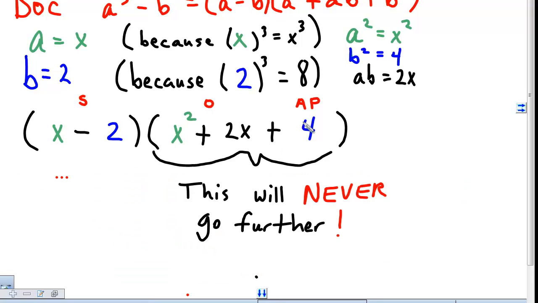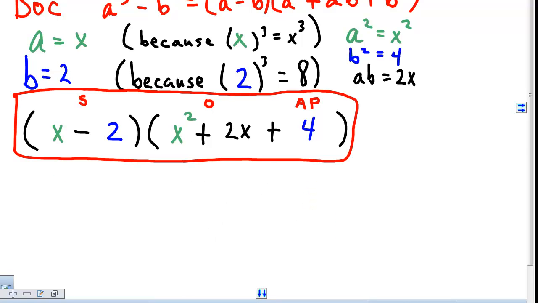This piece right here will never go further unless, of course, you use the quadratic formula. But we will not need that for our purposes in this unit. So this is my answer.